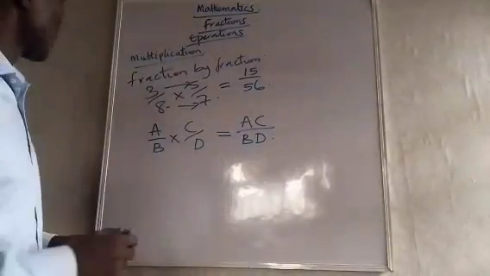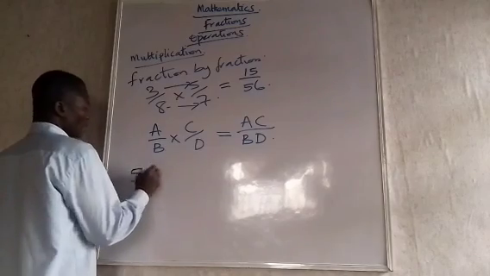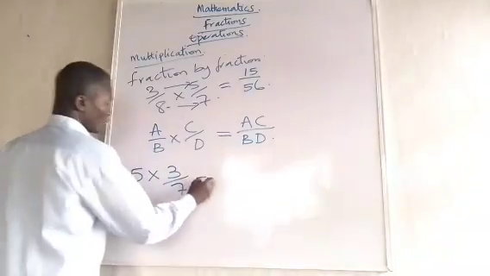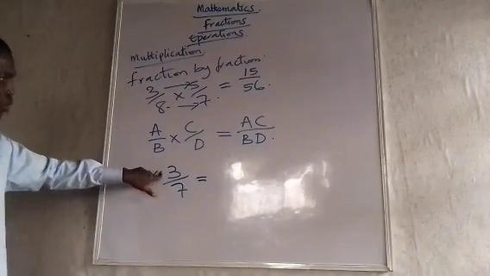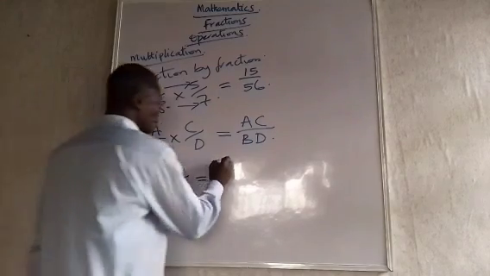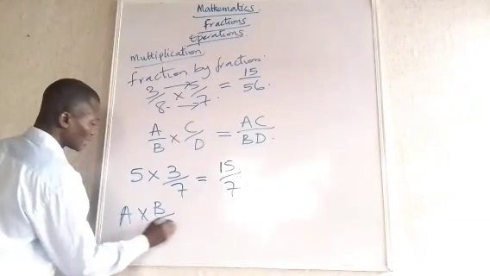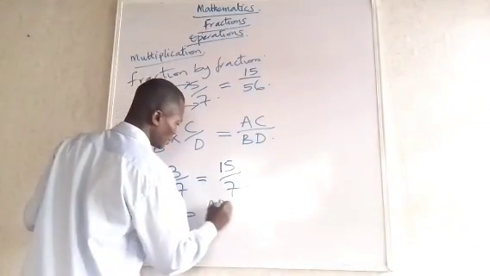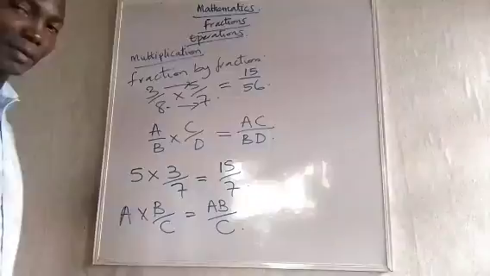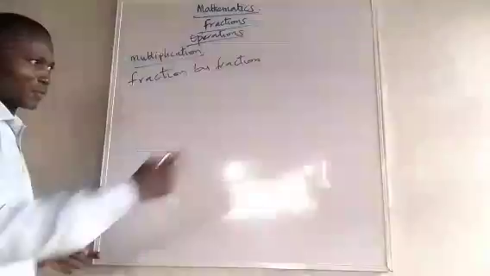Now let's look at another way you can multiply. Let's say we have a whole number times 3 over 7. So what do we do? This whole number, use it directly to multiply the numerator. So in this instance, we are going to have 15 over 7. So if you have A times B over C, it's going to give us AB over C. That is it.